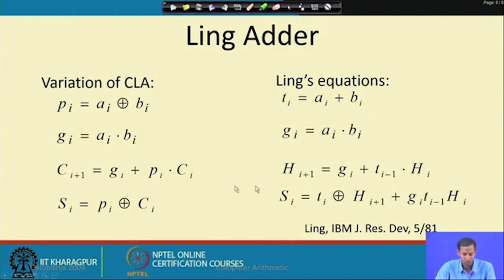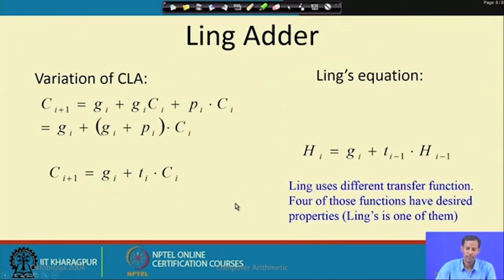If you compare these two equations, it is the same as the generation and propagation of the carry, where C is modified, that means renamed as H here, and S has been, this is not an XOR operation, this is with Ci only, this is XOR with Hi plus 1 along with Gi Ti minus 1 and Hi.